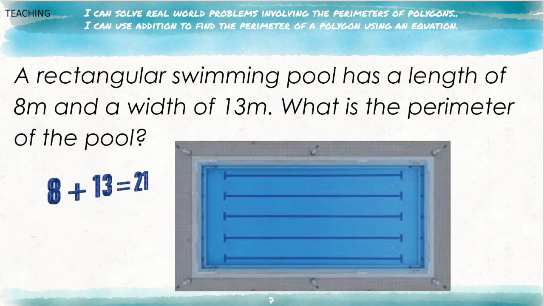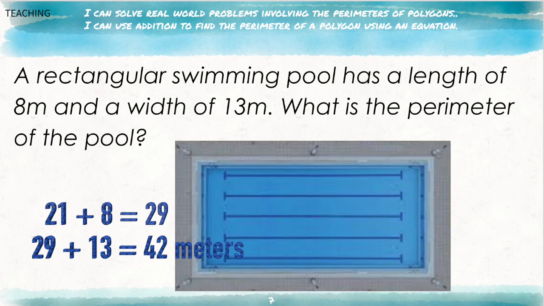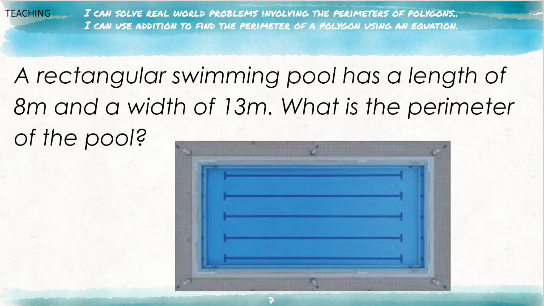Alright, so the first two parts of my journey, I went 8 meters plus another 13 meters. Then I went back up the pool, so that's 21 meters plus another 8 meters. Then once I got to the top right corner, I took a sharp left and went back to where I started, another 13 meters. When we add those all up, it ends up to be 42 meters. So the perimeter of this pool is 42 meters.